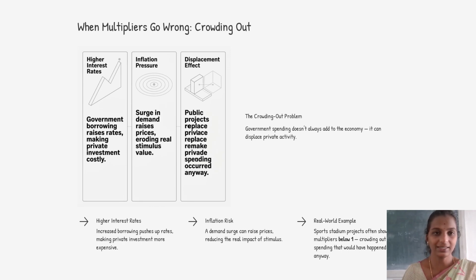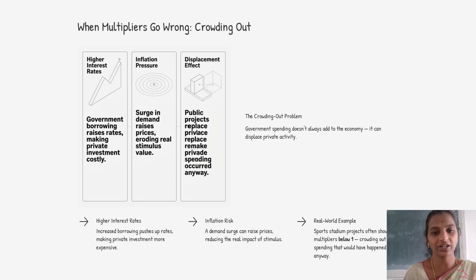Now, when multipliers go wrong, that is crowding out. With high interest rates, government borrowing raises rates, making private investment costly. When government borrowing rates increase, private investment obviously falls. This also creates inflation pressures, that is, an increase in the price levels of goods and services. A surge in demand raises prices, eroding the real stimulus value.